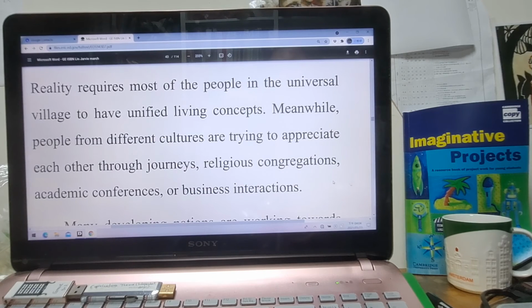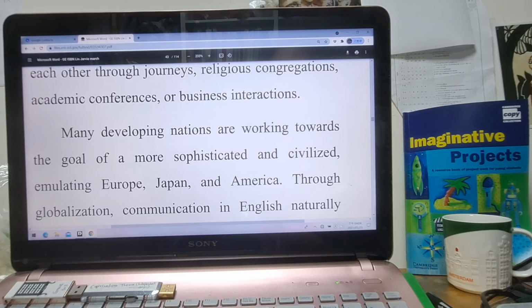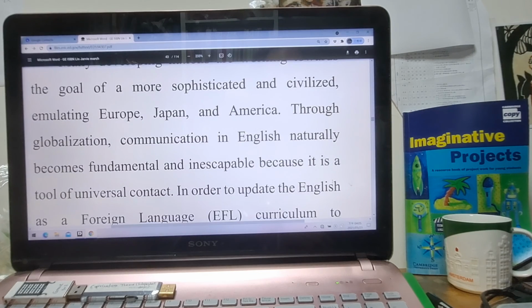Meanwhile, people from different cultures are trying to appreciate each other through journeys, religious congregations, life from Facebook, academic conferences, Google Meet, Zoom, or business interactions online. Many developing nations are working towards the globalization goal of becoming more sophisticated and civilized, emulating Europe, Japan, and America.